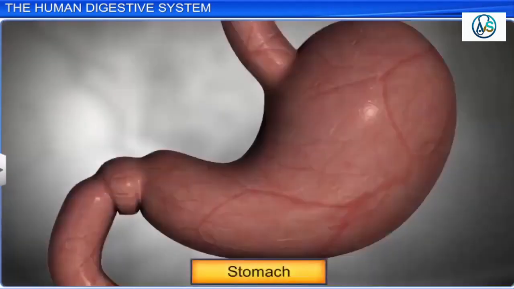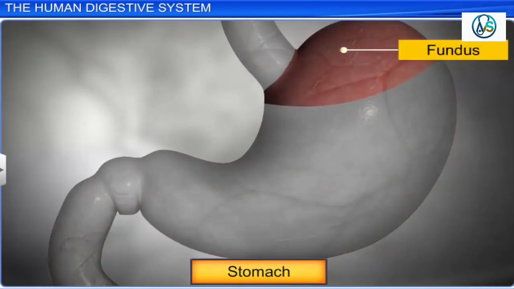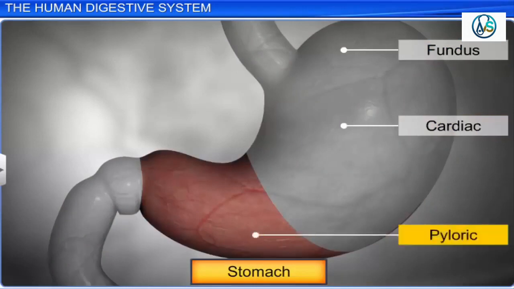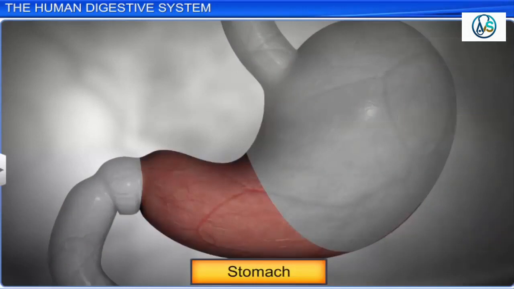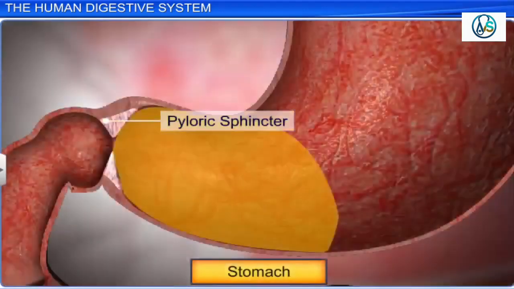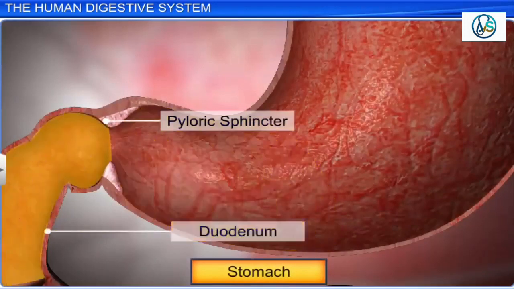The stomach is made of three major parts: a fundic region, cardiac portion, and a pyloric portion. At the end of the pyloric portion lies the pyloric sphincter, which regulates the flow of the churned food from the stomach into the duodenum, the first part of the small intestine.